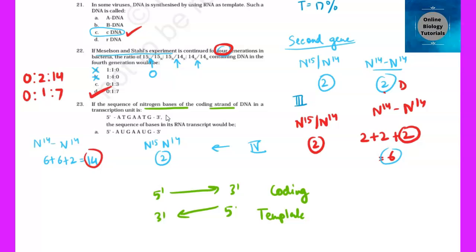So they are asking what would be the sequence of the RNA transcript in that. Remember, there is a logic to solve this question. The sequence of messenger RNA is the same as that of the coding strand. The only difference is that where it will be T in the case of DNA, it will be U in the case of RNA. So the coding strand is given to you.